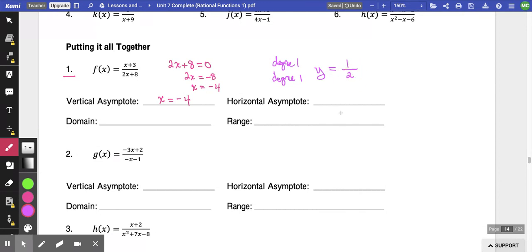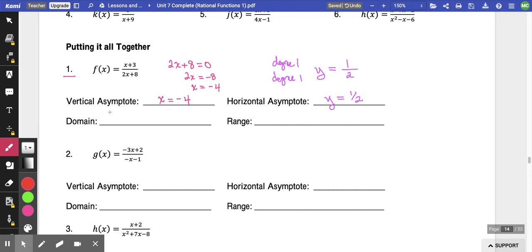Now that 1 in the numerator is absolutely essential, because if you leave that off, that means it would say y equals 2, which is a very different number than y equals 1/2. Right, now for domain and range, we have not talked about those yet, but we'll talk about them now.